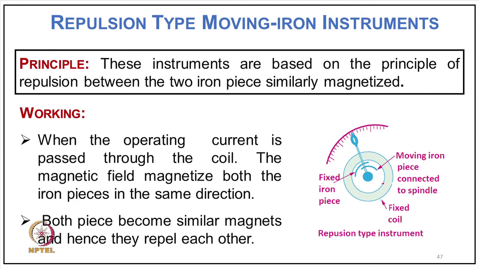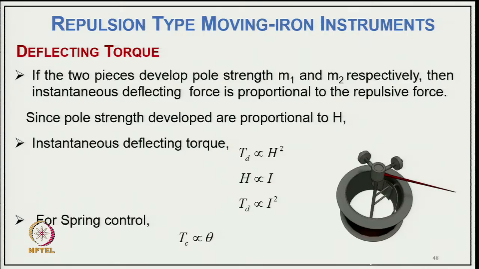Now the repulsion type moving iron instrument. These instruments are based on the principle of repulsion between two similarly magnetized iron pieces, as you can see here, a moving piece and a fixed piece. The working is: when the operating current is passed through the coil, the magnetic field magnetizes both iron pieces in the same direction, and both pieces become similar magnets and hence repel each other. Now, coming to deflecting torque, if the two pieces develop pole strengths M1 and M2 respectively, then the instantaneous deflecting force is proportional to the repulsive force. Since the pole strengths developed are proportional to H, the instantaneous deflecting torque T_D is proportional to H square, or H proportional to I, so T_D is proportional to I square.